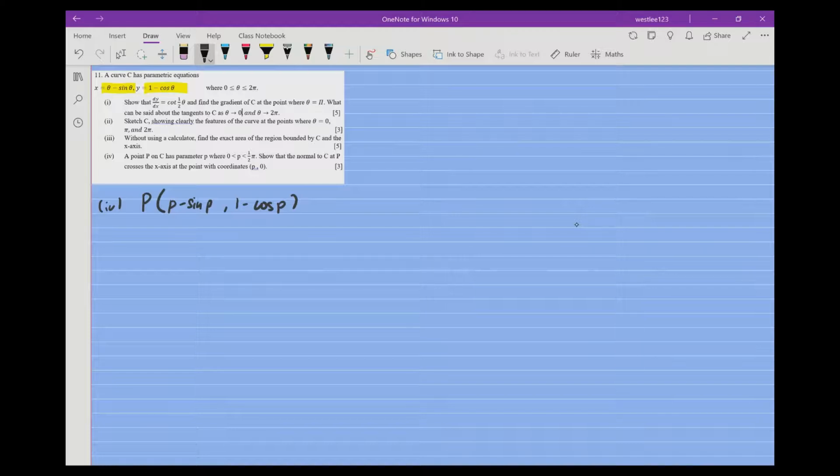Then after that, dy/dx at big P, at point P, equals cotangent small p over 2, which is sine p over 1 minus cosine p. This is based on the working in part 1. Okay, so I repeat, you get this from part 1.